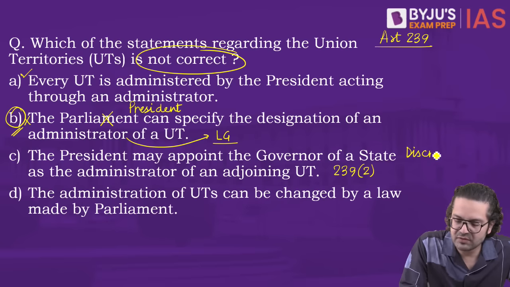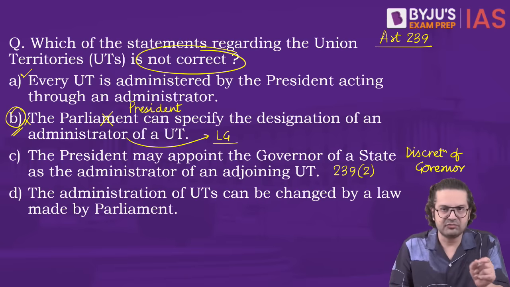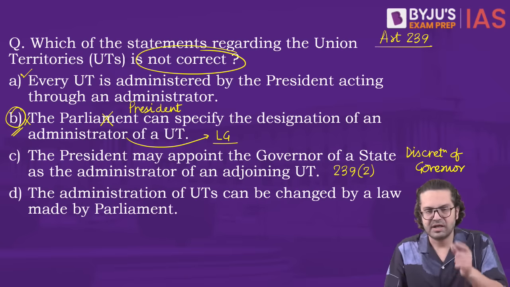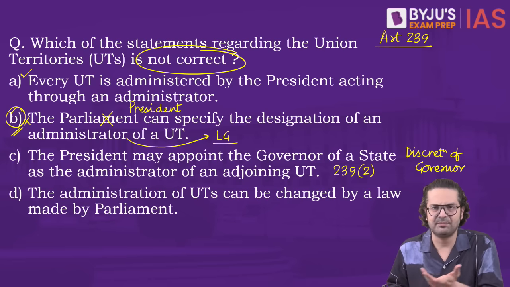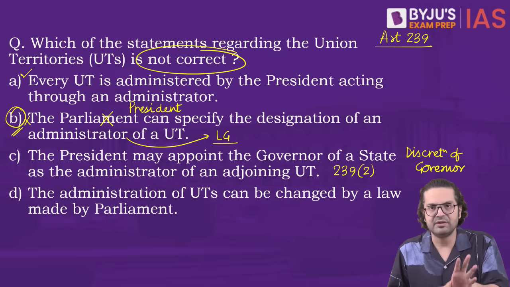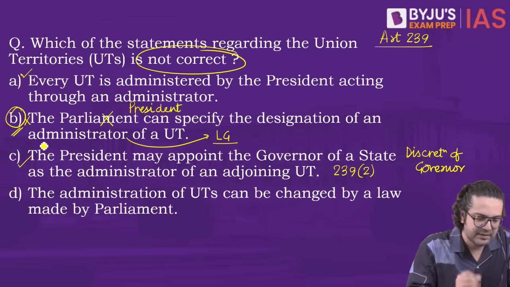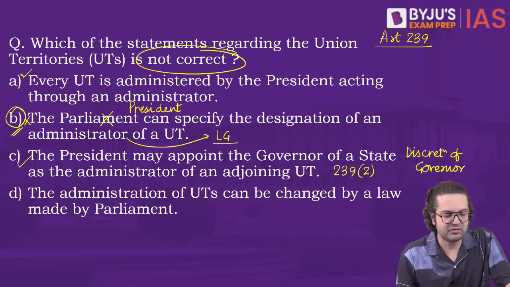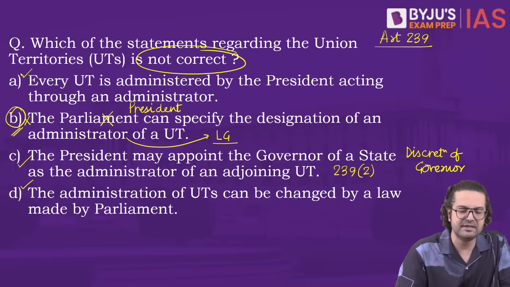So whenever the governor of any state is given the power to manage an adjoining UT, the management of that UT as the administrator is the discretion of the governor. Otherwise, for a state, governor is bound by the advice of council of ministers. That's the practice, but not for that particular UT. The only condition would be the UT should not have an assembly. Okay, so C is correct. D has to be correct. The administration of UTs can be changed by a law made by parliament. Yes, of course. B is the right answer.